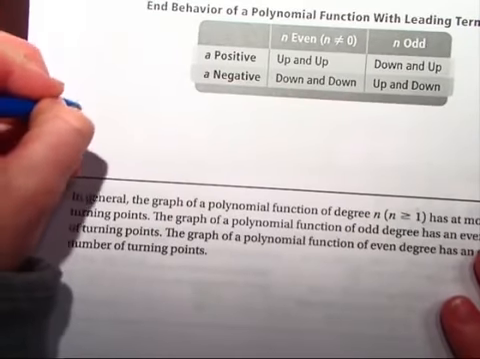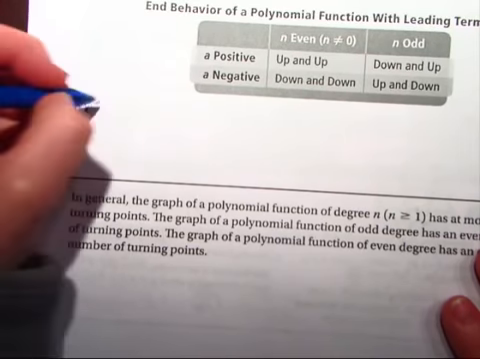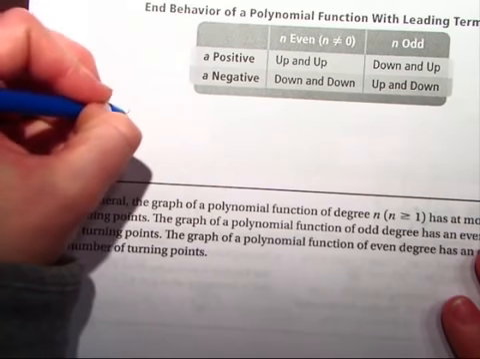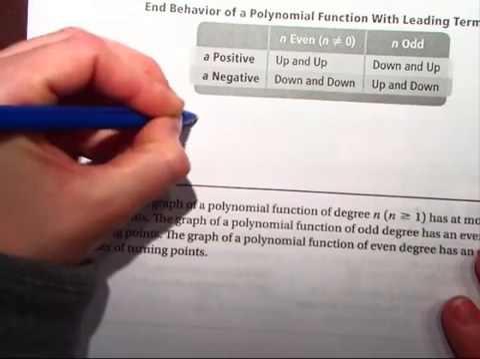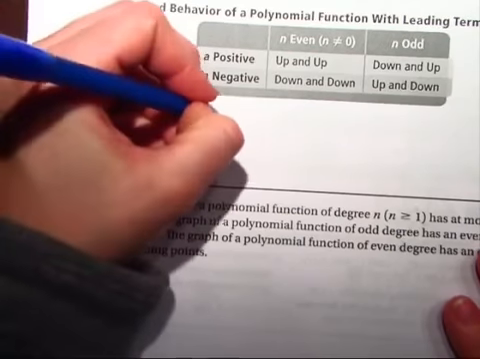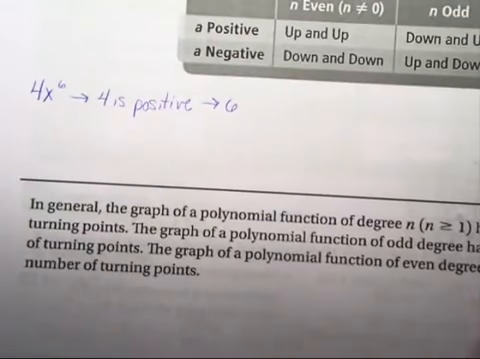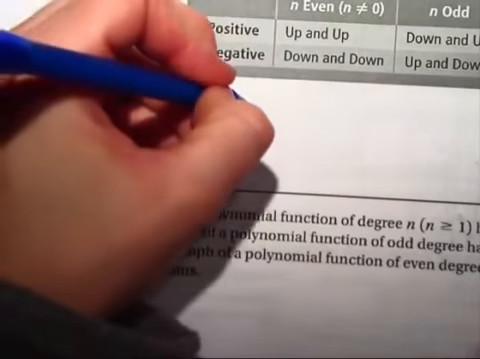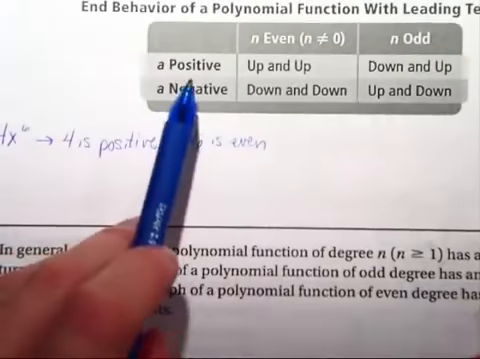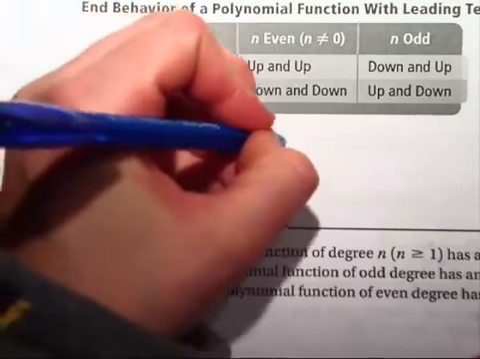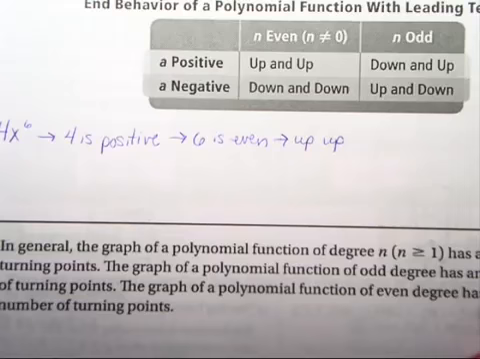If you have 4x to the 6th power, notice that 4 is positive, okay, and the exponent 6 is even. You would go to this graph up here, and you would find positive, even, and the end behavior would be up, up on this example.